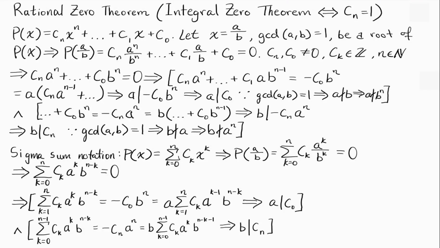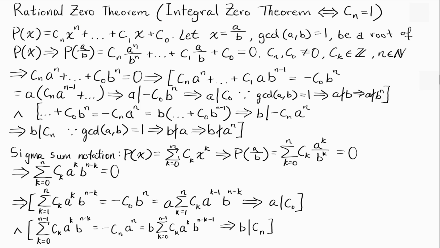The rational zero theorem, also known as the integral zero theorem if and only if the leading coefficient Cn of the polynomial is equal to 1, which means the polynomial is monic in this case for the integral zero theorem, but generally it's called the rational zero theorem.